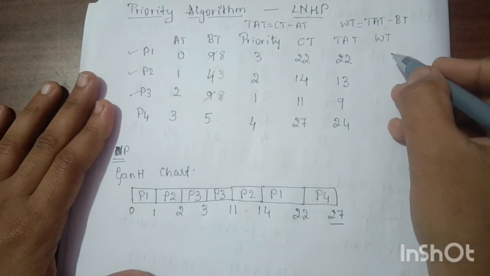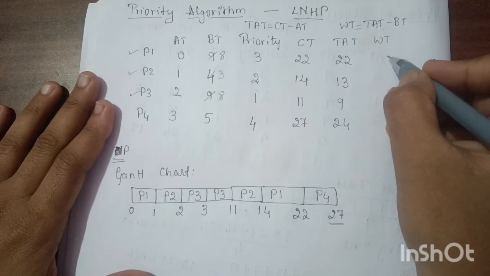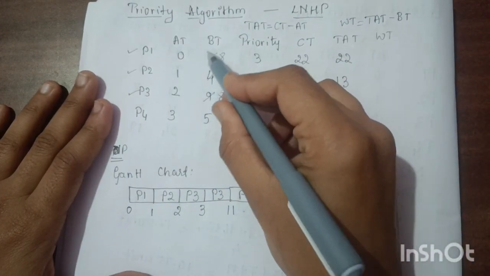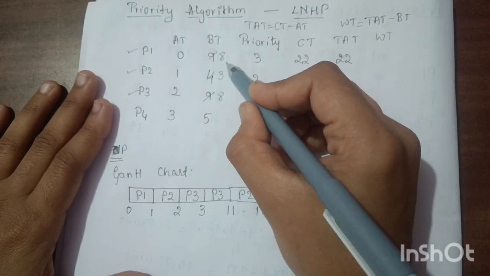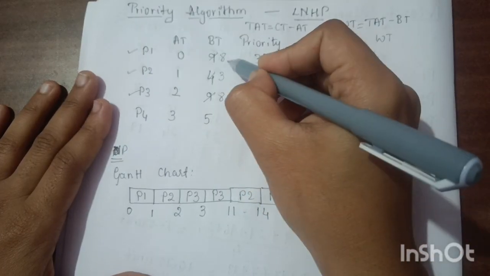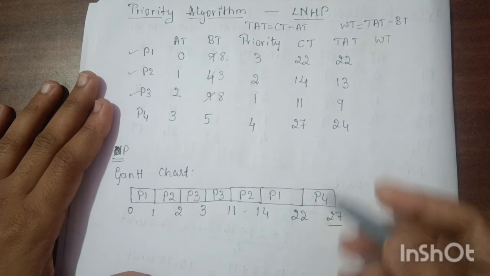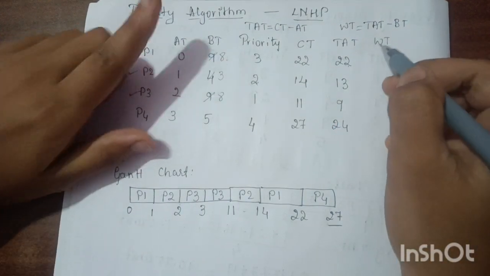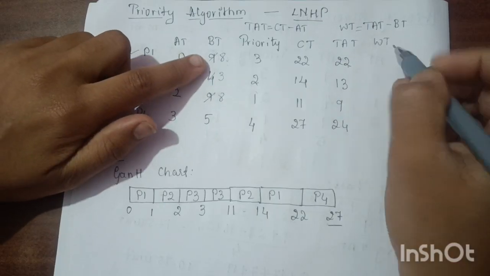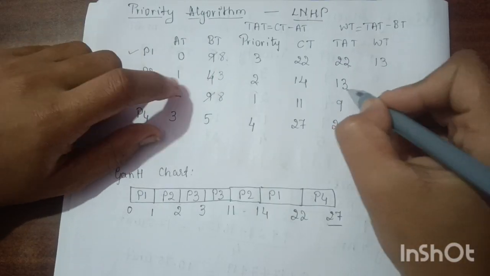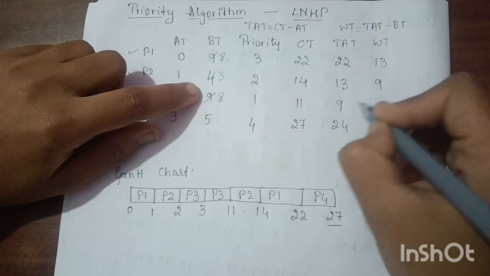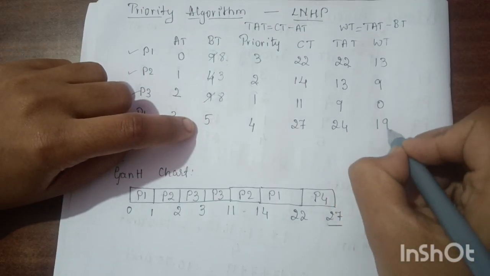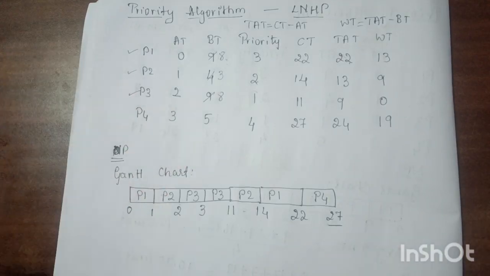Now coming to the next, that is waiting time. We have turnaround time minus the burst time. Here we have to see the original burst time only, not the updated one. This updation was only for your Gantt chart. So it is 22 minus 9, but not 22 minus 8. So 22 minus 9 is 13. Then 13 minus 4, that is 9. 9 minus 9 is 0. 24 minus 5 is 19. So this makes your waiting time.